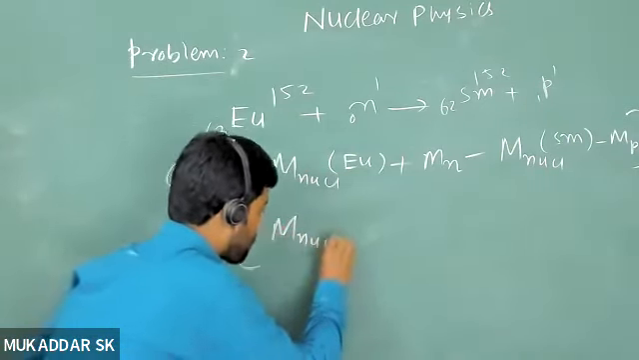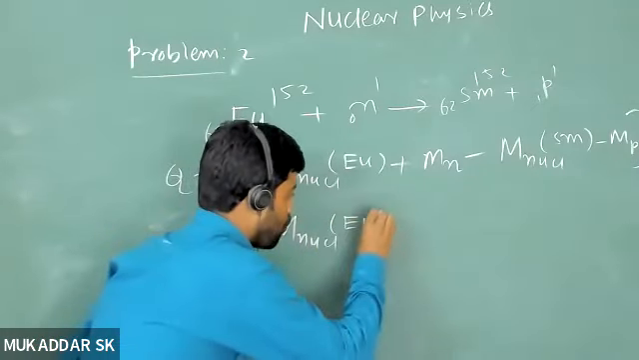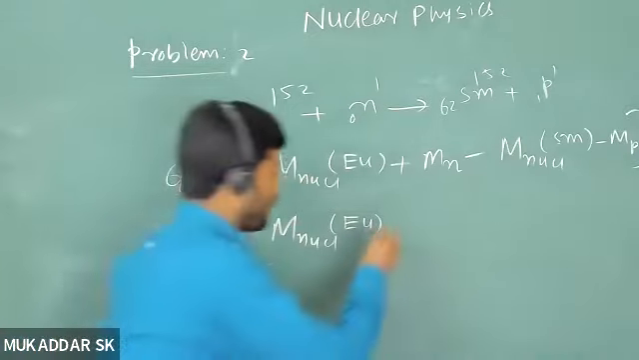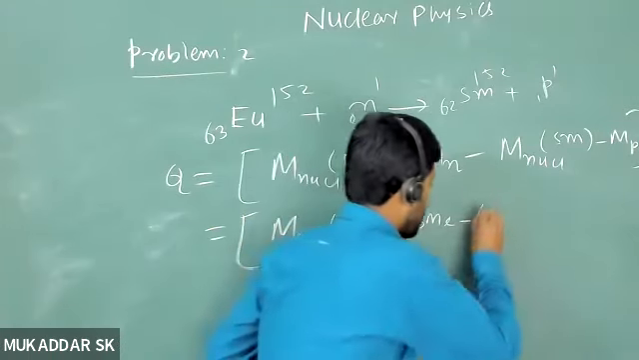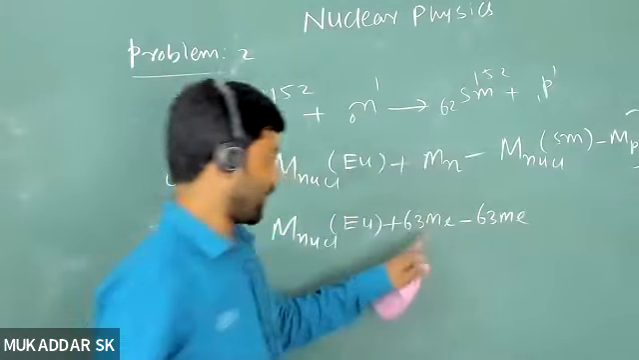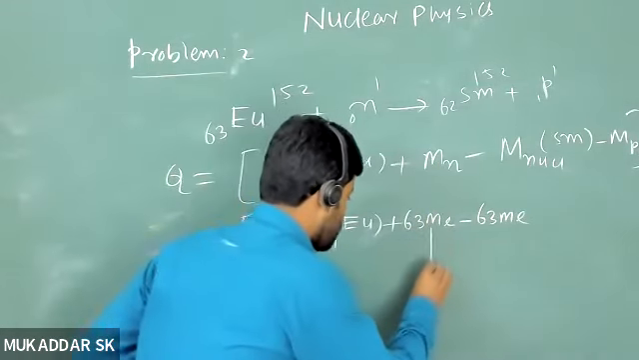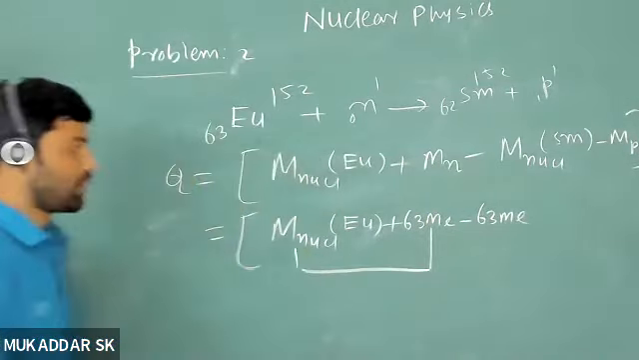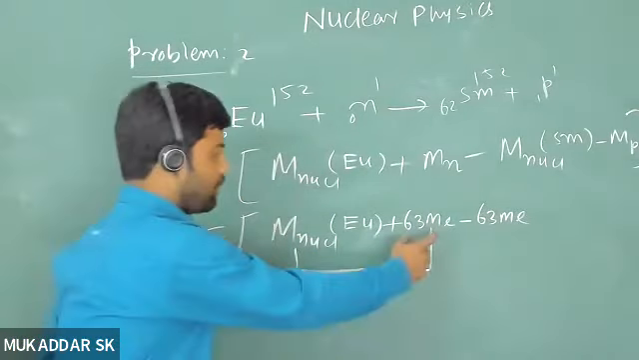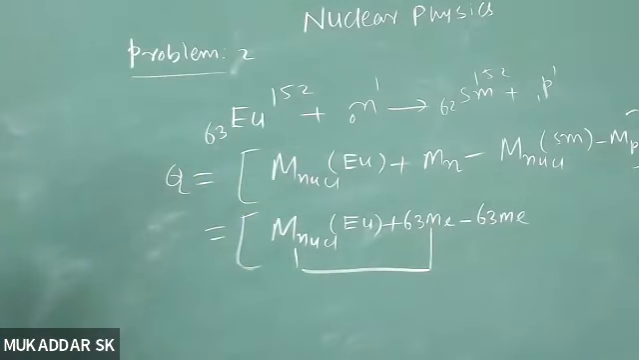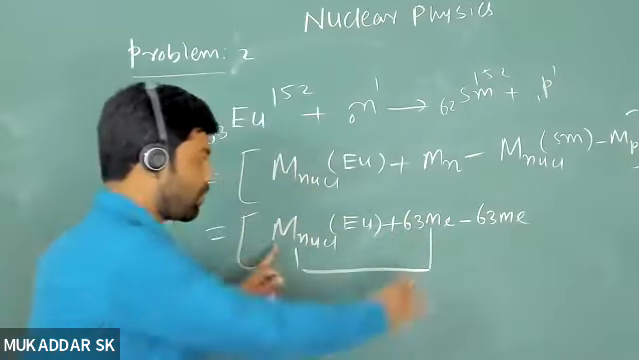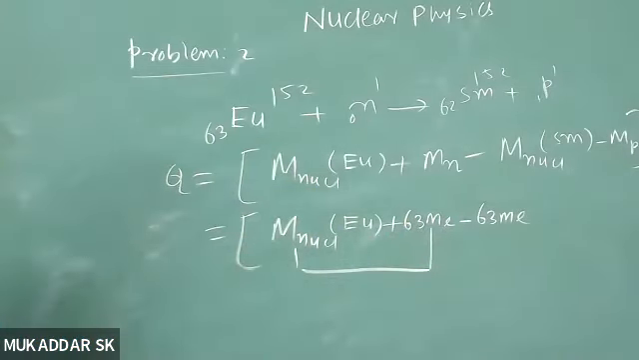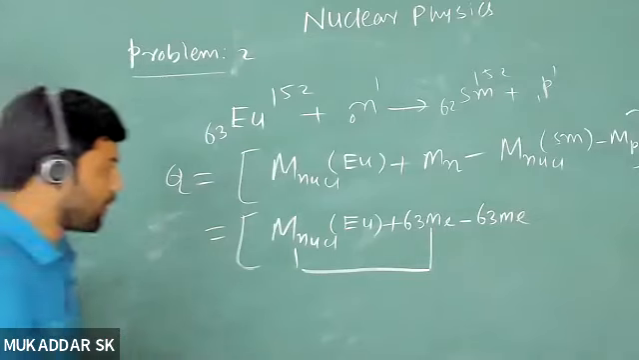Nuclear mass of Eu. Now if I add 63 times the mass of an electron, I have to subtract it also, right? I can add, I can subtract. Now if you merge this electronic mass with the nuclear mass of europium, why have I added? Because the atomic number of europium is 63. So the nucleus of europium with 63 times the mass of an electron, if you combine, that will provide you the atomic mass of europium. So in that way you have to convert.